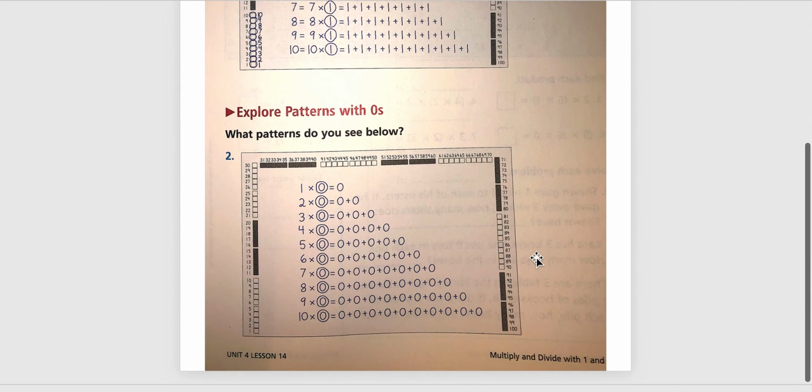Now let's jump down here and explore patterns with zeros. What patterns do you notice on this visual? Maybe you notice how they are adding zeros together. If we have 1 times 0, we get 0, because that's like saying one group of 0. What about if we have 2 groups of 0? It's just 0 plus 0. So that pretty much tells us that anything times 0 will be 0.